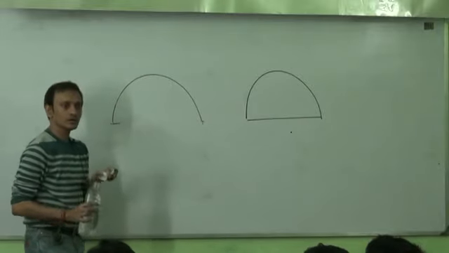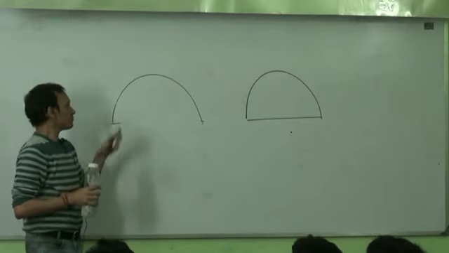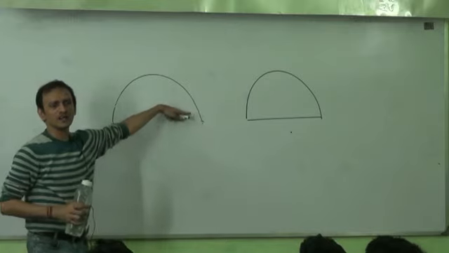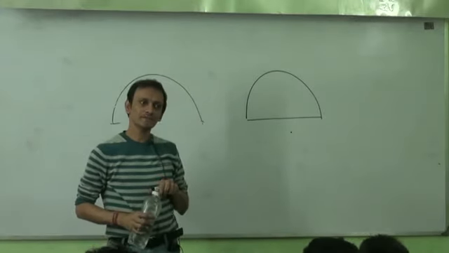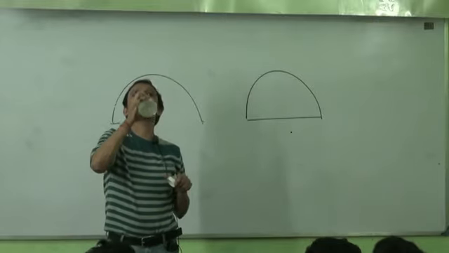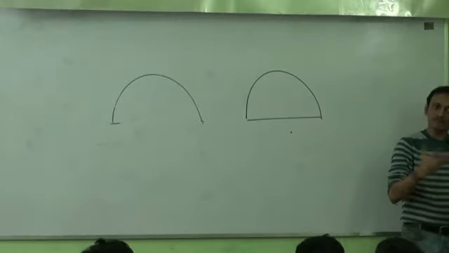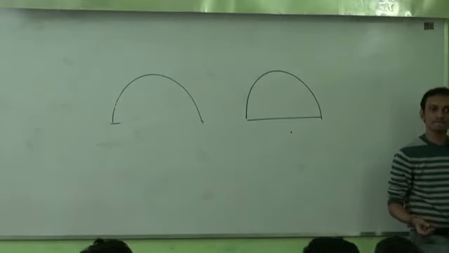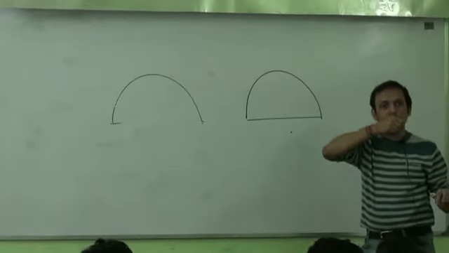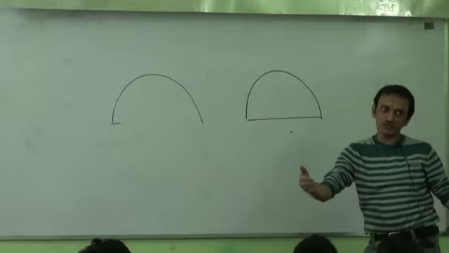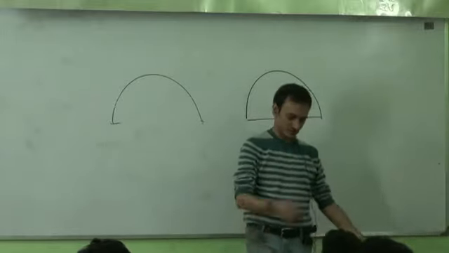This wire has a length which is pi r, isn't it? The circumference of the wire will be the length of the wire. No. This was the actual wire, not the cross section.